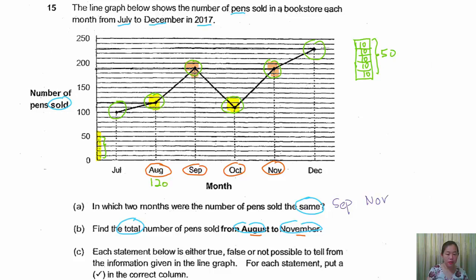So 120, this will be 190, this will be 120, and this will be 190. So the total number of pens will be 120 plus 190 plus 120 plus 190, and it will become equal to 610.